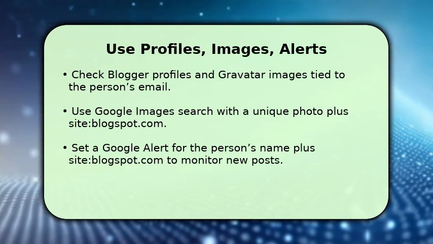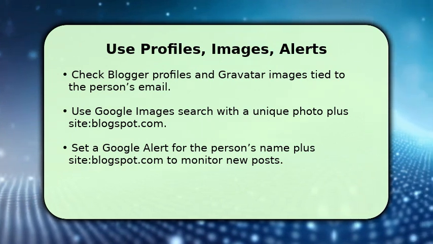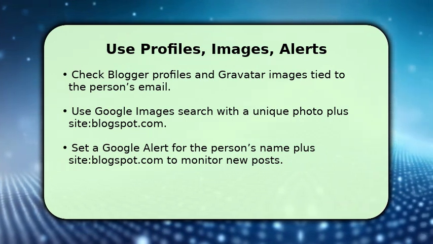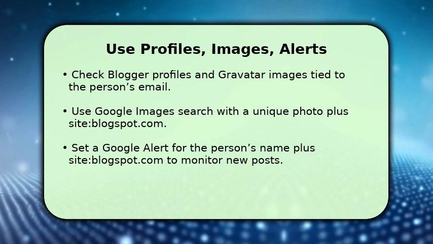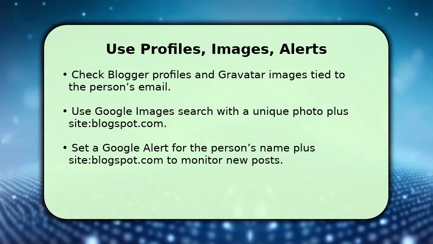Search social accounts and about pages for links that point to a blog. If you need ongoing tracking, set a Google Alert for the person's name plus site:blogspot.com to notify you when new posts appear. Combine techniques to confirm the correct blog and avoid false matches.